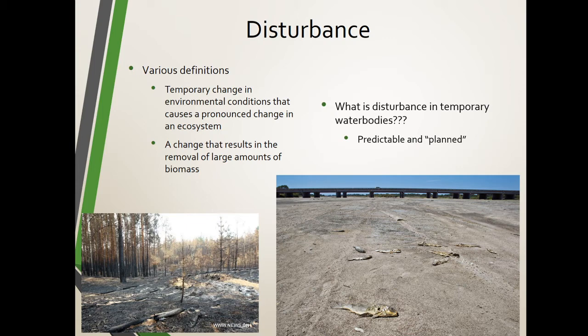If it's predictable, if we know of a temporary pond or a vernal pool, all the organisms there essentially "plan," and I put that in quotes, because they know that the water is going to go away and their life cycle is designed around that. Is that a disturbance, right? Is it a temporary change even though it happens every single year? So when we think about disturbance, it's a tricky issue when we're thinking about temporary wetlands.